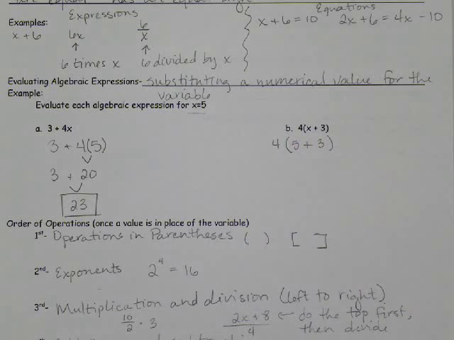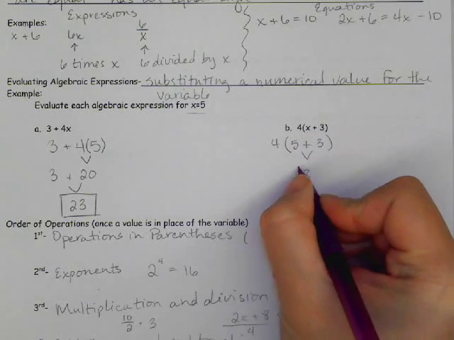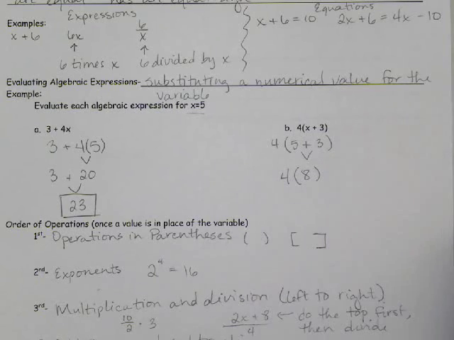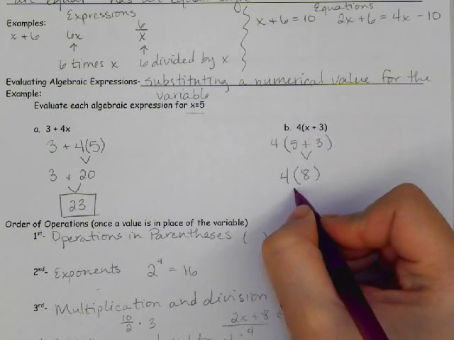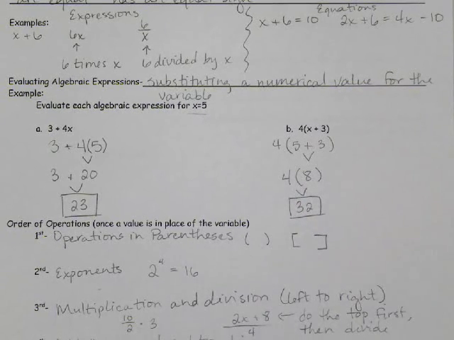Order of operations tells me that I need to add these two things first. 5 plus 3 is 8. Now I'm going to keep that in parentheses because I know I'm going to end up multiplying that by the 4. 4 times 8 is 32, so that's my answer.